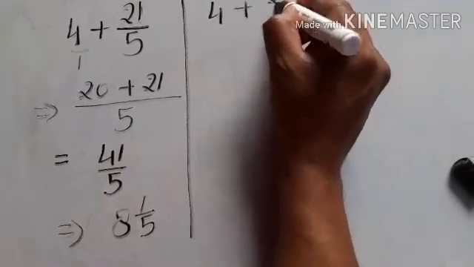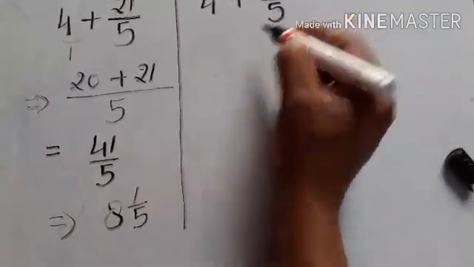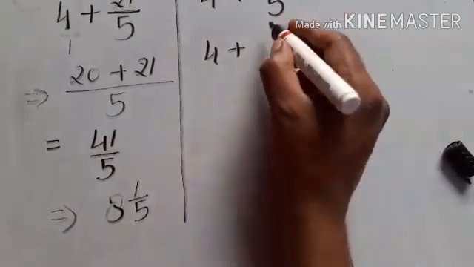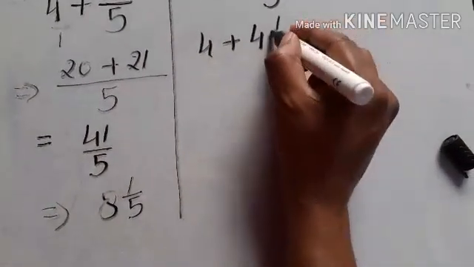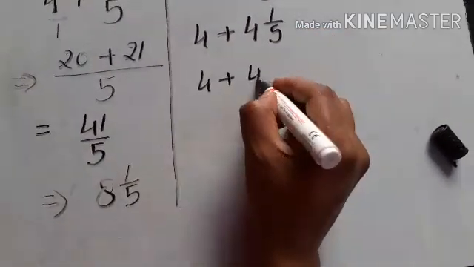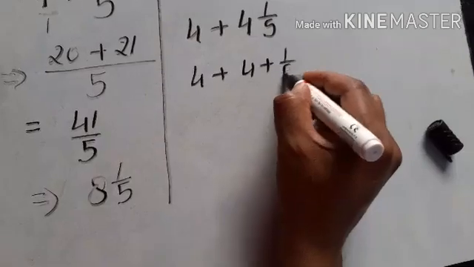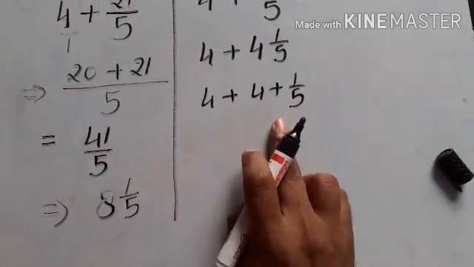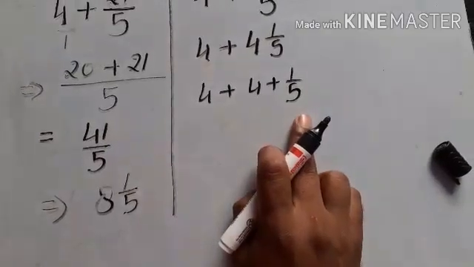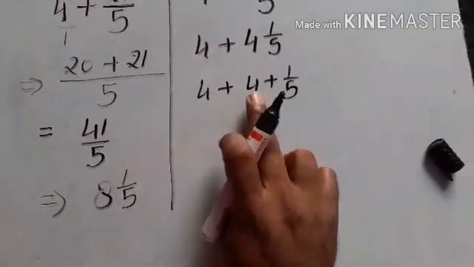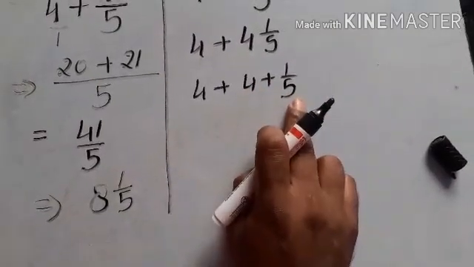4 plus 21 upon 5. We can write the 21 upon 5 as a mixed number, that is 4 whole 1 upon 5. We can also write it as 4 plus 4 plus 1 upon 5, as we did in the previous example. There we wrote the mixed number as a whole number and a fraction.